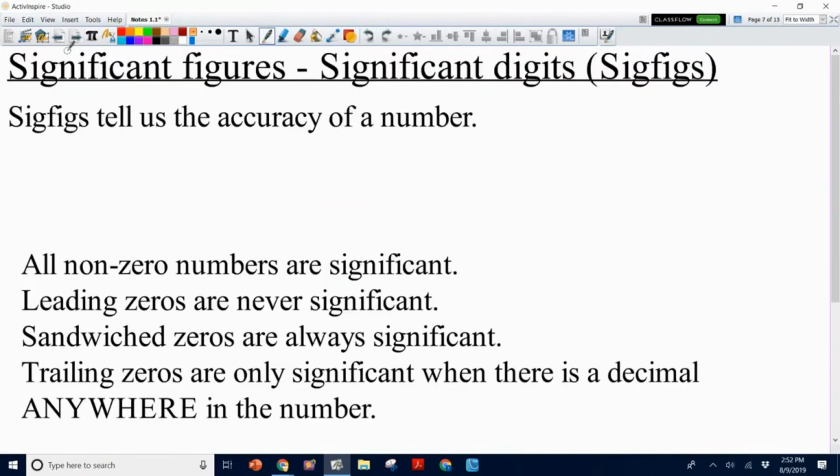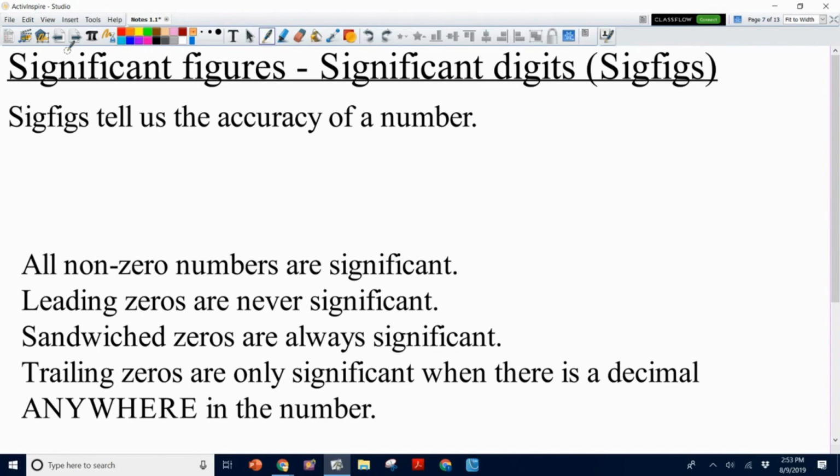All right, and for our final topic, we're going to talk about significant figures. These are very important when you're in math and science. So pause this and write this down. Significant figures are also called significant digits or sig figs. Sig figs tell us the accuracy of a number, how accurate the number is. These 4 rules, you need to know these because as we're working with numbers in chemistry, you're always going to put your answer that you report for your homework or for a test in the correct number of significant digits.